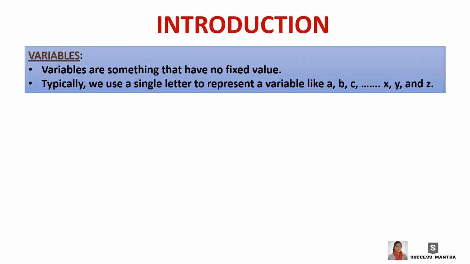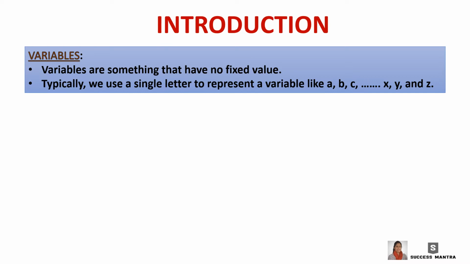What do you mean by a variable? A variable can be anything which has no fixed value. For example, the small letters of alphabets that we normally use for representing variables like a, b, c, x, y, z, p, q, r, s, t, etc.